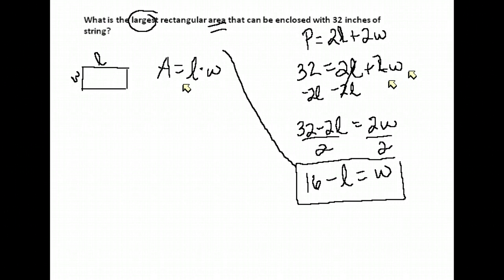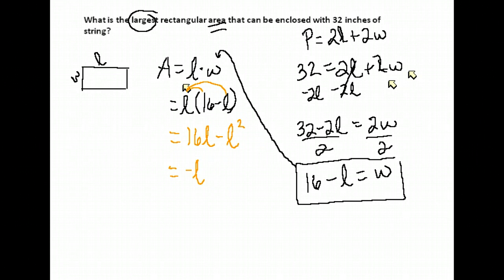And what I'm going to do with that is take it up here. Since I know W is the same as 16 minus L, I can replace my W with 16 minus L. Right? Next order of business is to distribute the L using multiplication, and I get 16L minus L squared. Notice this is now quadratic because I have an L squared and an L. I'm going to rewrite it so that it's the way we're used to seeing it, putting the squared term first and the other second.